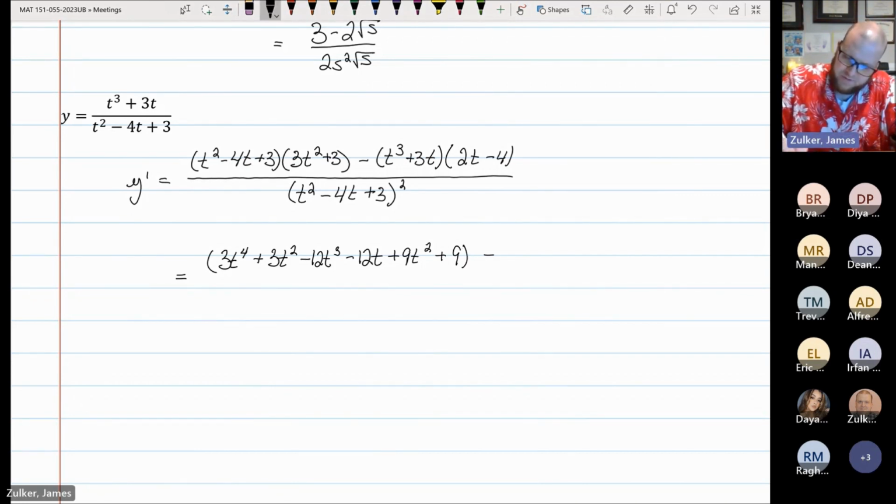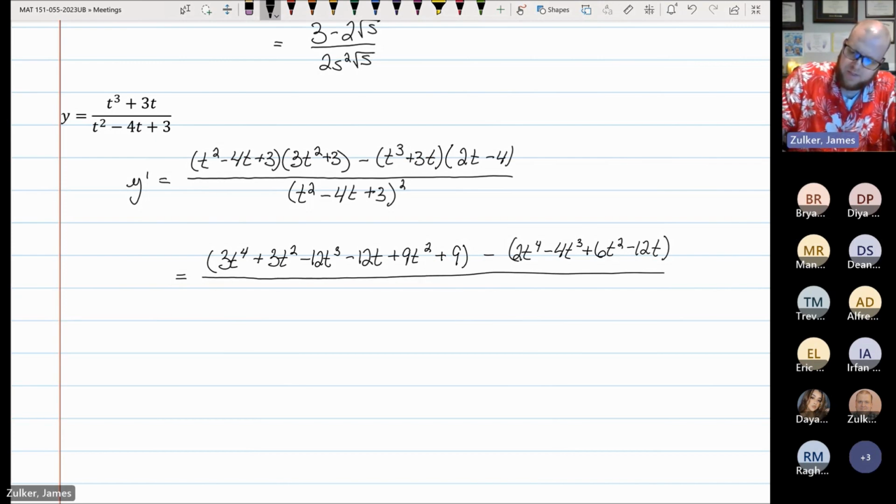Like that delimiter. That looks better. Then we get 2t to the fourth minus 4t cubed plus 6t squared minus 12t. And even with lines, I can't write in a straight line. Oh, joy. All over the denominator.